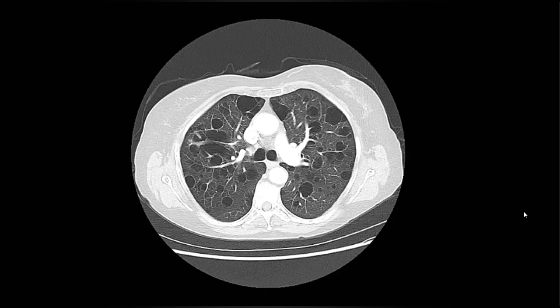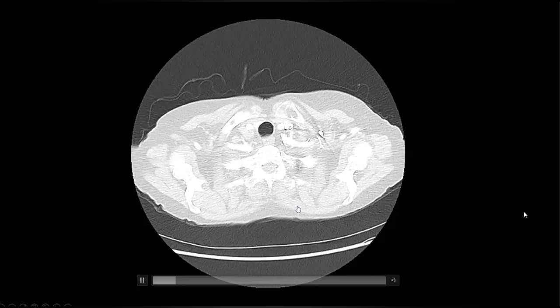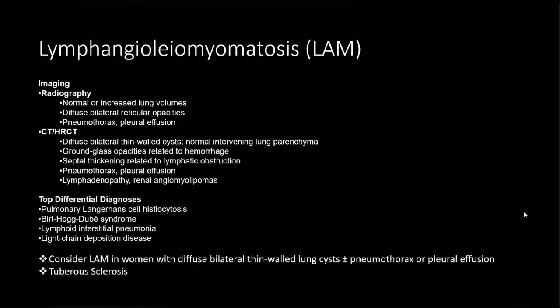Good, very good. And just one point that I wanted to make is that the intervening lung parenchyma is normal. Yes, sir. It has normal, it has points. So if you want to get full points from this exam on this station, just tell that there are multiple cysts of variable sizes with normal intervening lung parenchyma. Okay, so this is lymphangioleiomyomatosis, and consider LAM in women with diffuse bilateral thin-wall cysts plus or minus pneumothorax or pleural effusion.